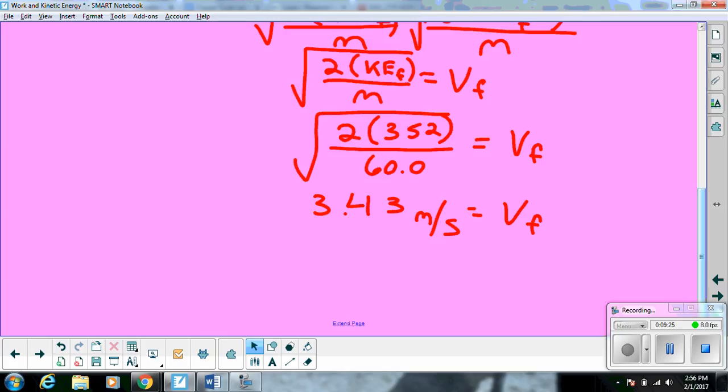You will now be ready to do page 166, 1 through 5, and 168, 1 through 4. Pause the video, rewind if necessary, look at those equations, make sure you have them written down, and we will look over these together on Monday.